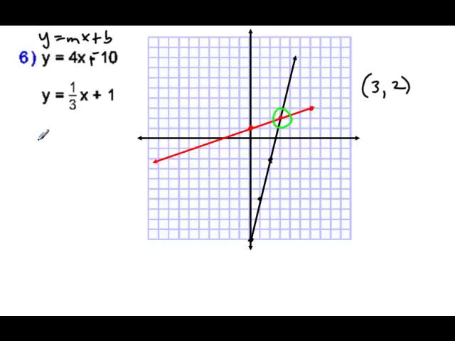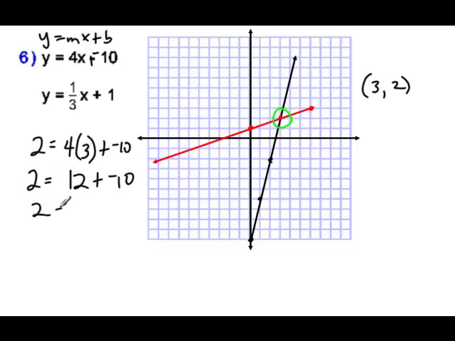So we know y is 2. We know x was 3. And we're going to add -10. So we have 2 equals, do your math, 12 plus -10. So 2 equals 12 and -10 is 2. And that checks out. So we know our solution was correct.